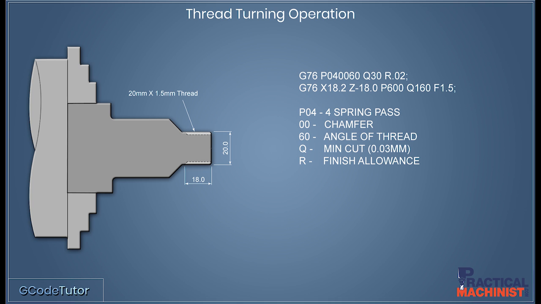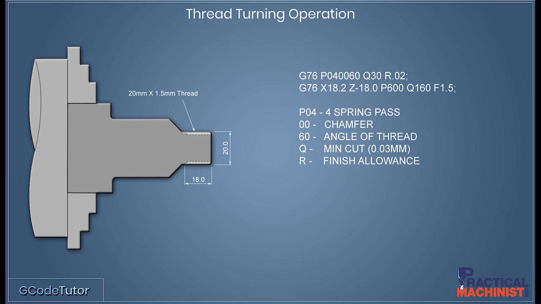R is often used to mean radius within G-Code, but these words often change depending on the operation we are doing. In this case, R is our finishing allowance. In other words, the amount of material we leave on for our finishing pass. So that's the end of the first line of the two-line G76 command. Now we can do this using just one line of code, but the 2-line of code is much preferable because we can give it a lot more information and give us more control over producing our threads.